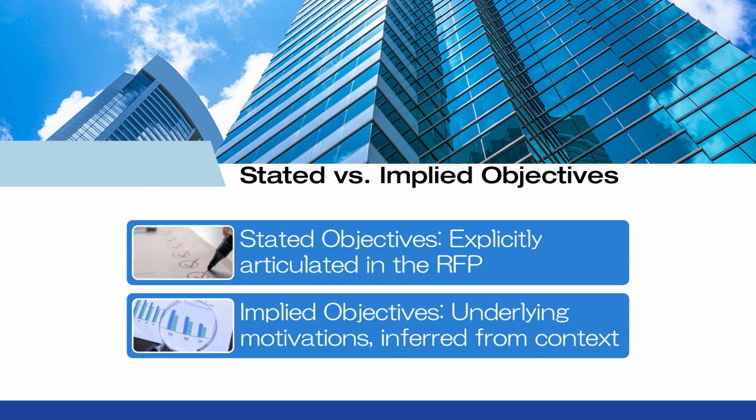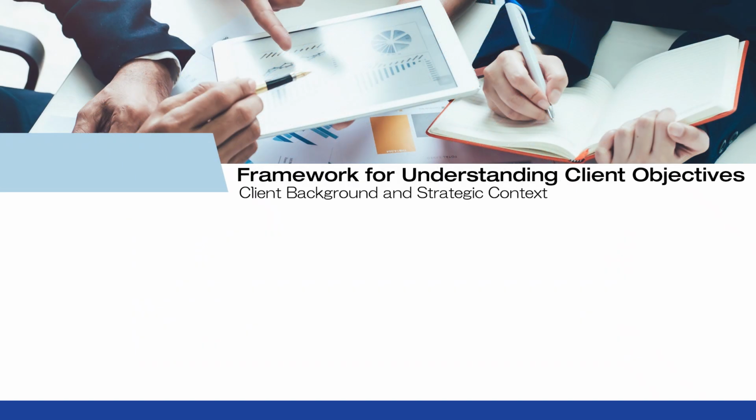Stated versus implied objectives. There are two types of objectives. Stated objectives are what the client explicitly tells you in the RFP. Implied objectives are the underlying reasons behind those stated objectives, what they really want to achieve.